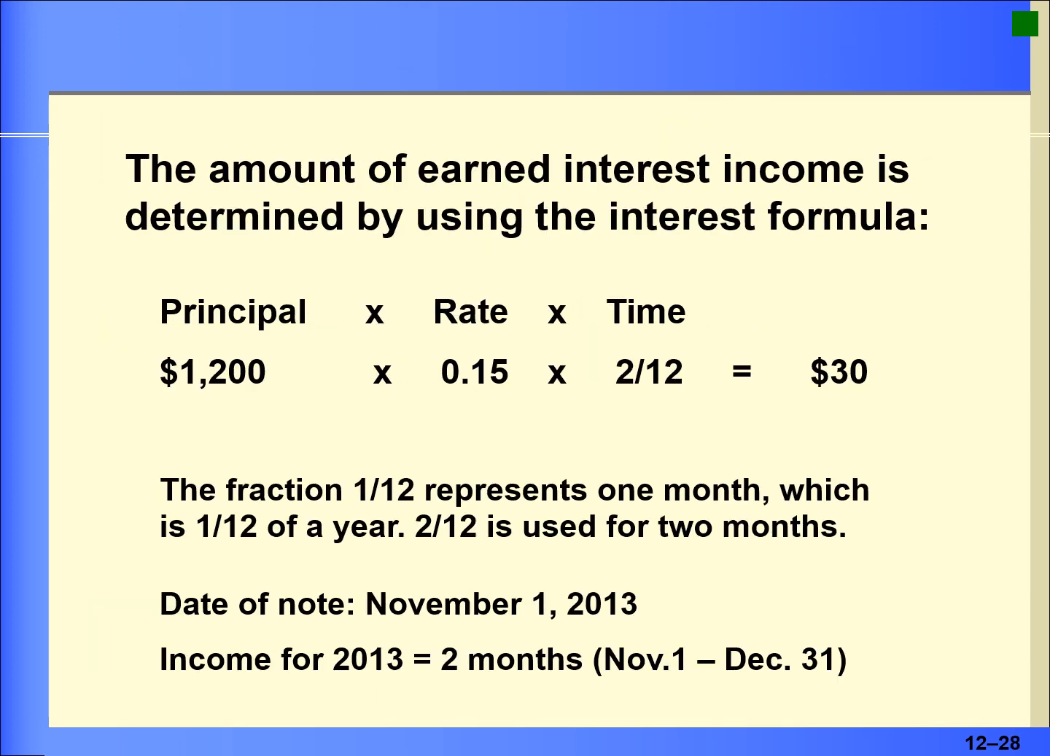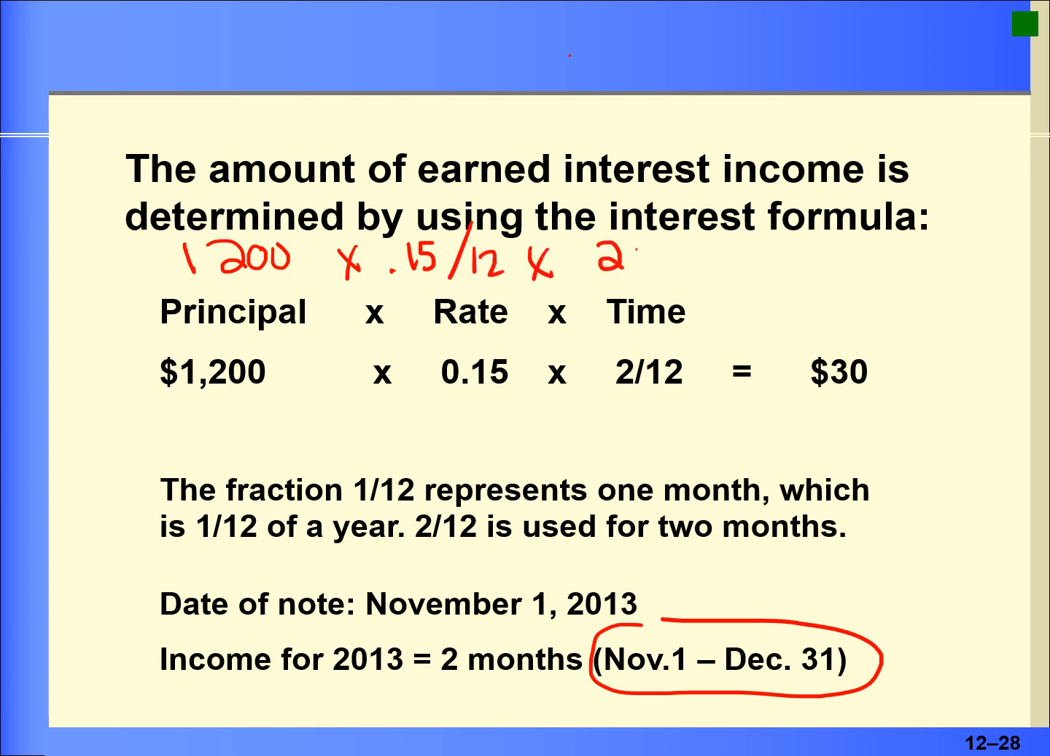So here's the official calculation. Again, down here at the bottom, they're showing you the time period, November through December, 2 months. But notice, I do the same thing. In this case, it's $1,200 times 0.15 divided by 12 times 2 months, which will give you the exact same number, $30. So then you're saying, what would be my adjusting entry? Well, you're going to debit interest receivable, and you're going to credit interest income or interest revenue.